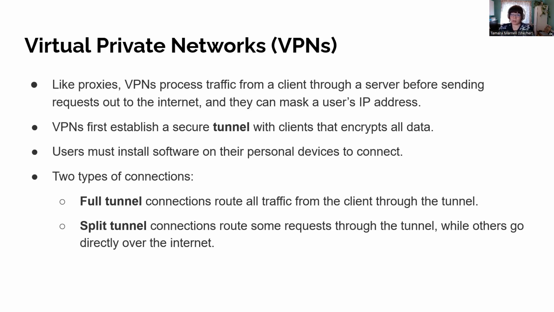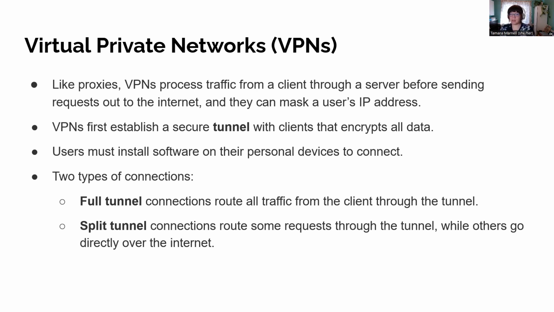A second way that people can appear to be in a location they're not is virtual private networks, or VPNs. So like proxies, VPNs process traffic from a client through a server before sending requests out to the internet. And they can mask a user's IP address. They don't always. They have to be set up to do this on purpose. That was not the original purpose of VPNs. It wasn't actually to change your IP address, although a lot of people think of it that way these days.